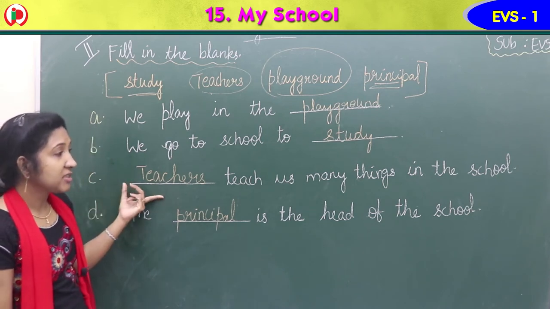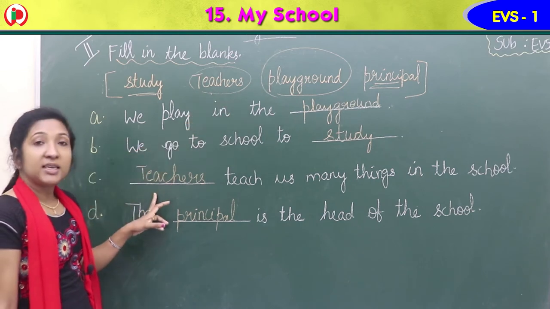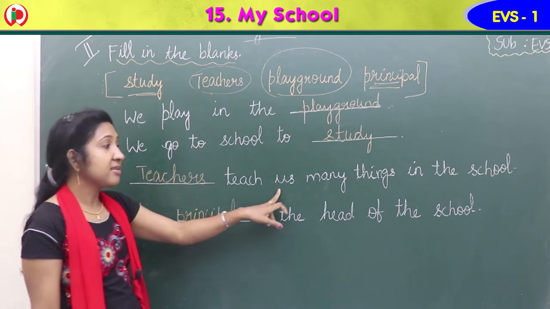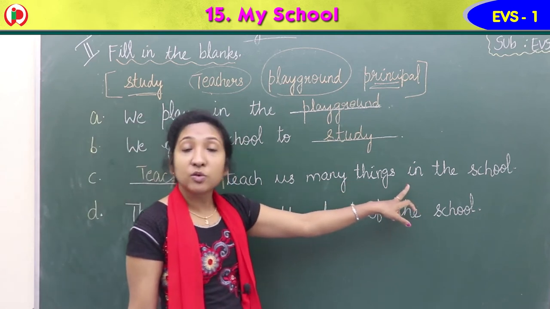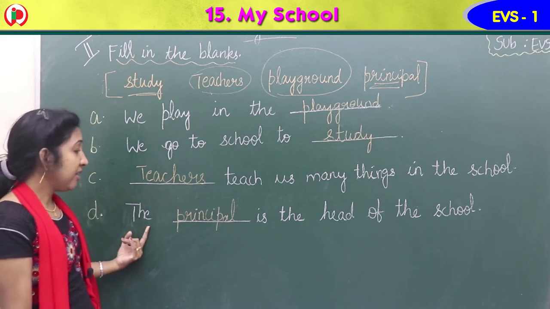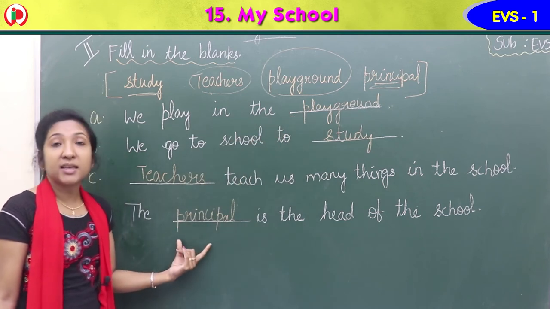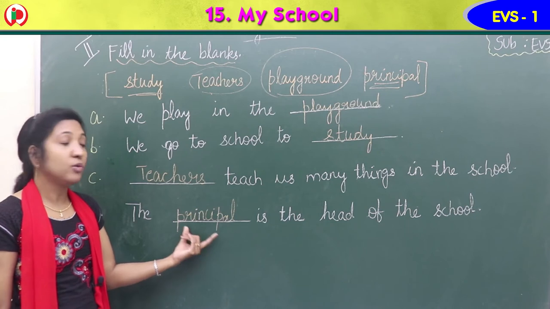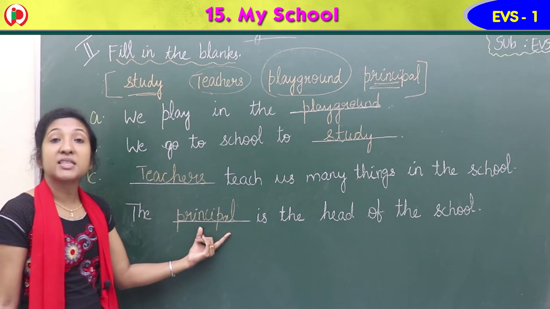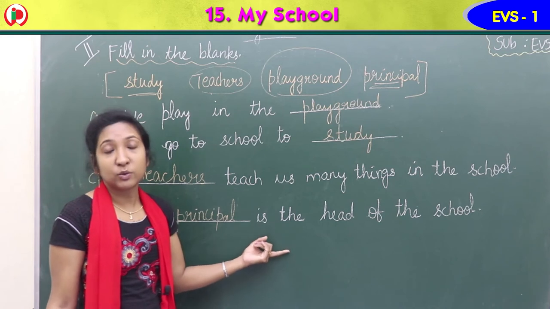Third fill in the blanks. C. Dash teaches many things in the school. Teachers. T-E-A-C-H-E-R-S, teachers teach many things in the school. Now last fill in the blanks. D. The dash is the head of the school. The principal is the head of the school. P-R-I-N-C-I-P-A-L, principal.